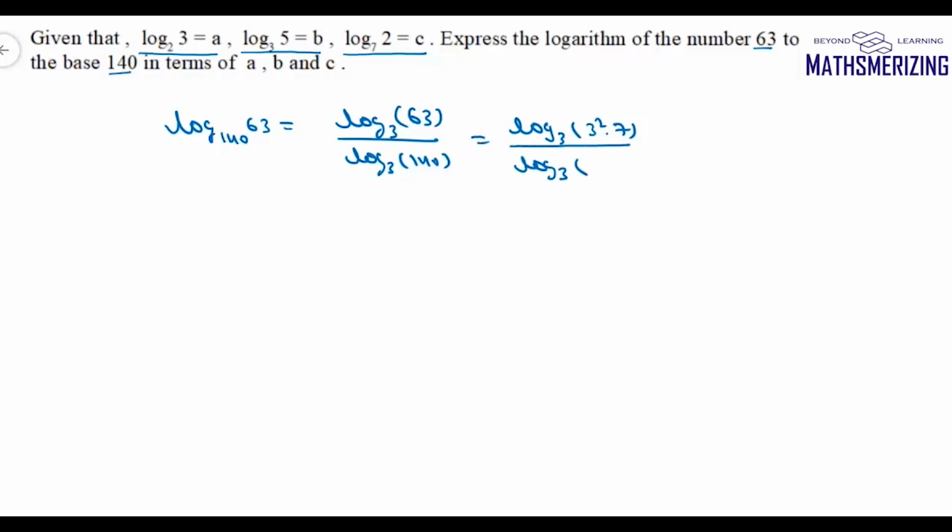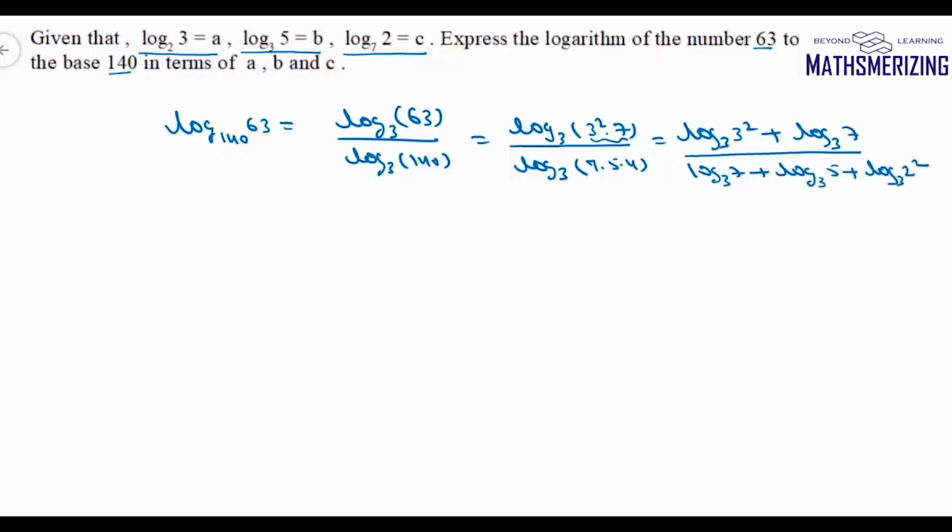And this is 7 into 5 into 4. So now I'll use the property of log m into n, which is log m plus log n. So I can write it as log 3 square plus log 7 to the base 3 plus log 5 to the base 3 and log 2 square to the base 3. So now I can take these powers out. And log 3 base 3 is 1.